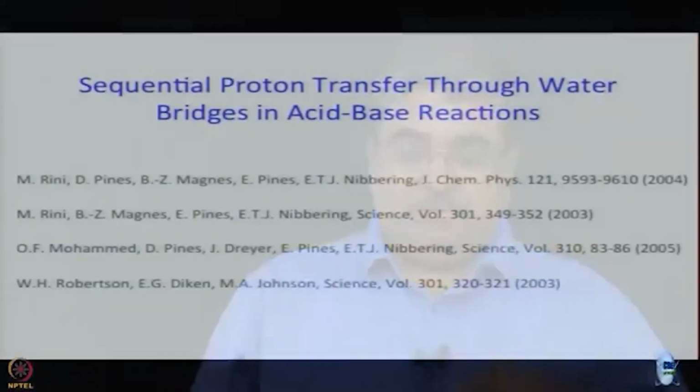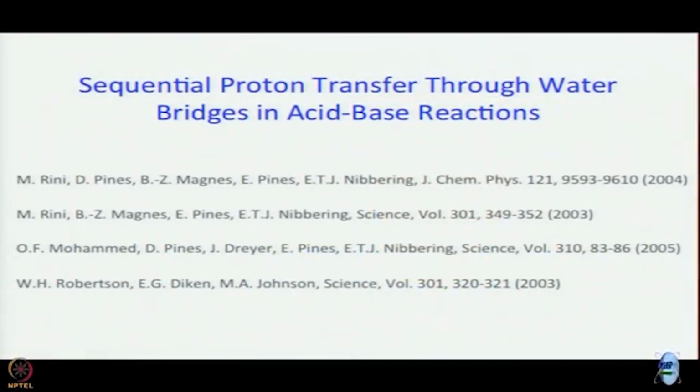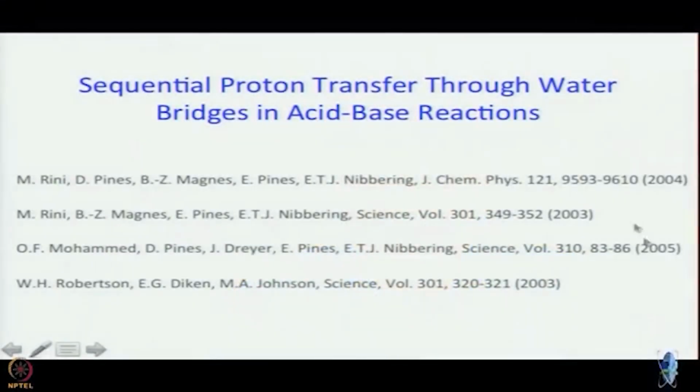And one experiment that has been done, a very elegant experiment using a photoacid that we have discussed already, is on the mechanism of sequential proton transfer through water bridges in acid base reactions. I did not give all the references last time, so let me make up for it now. If you are interested in learning about this, these are the papers that you can study. You can see Biochemistry, Science, Science, Science.